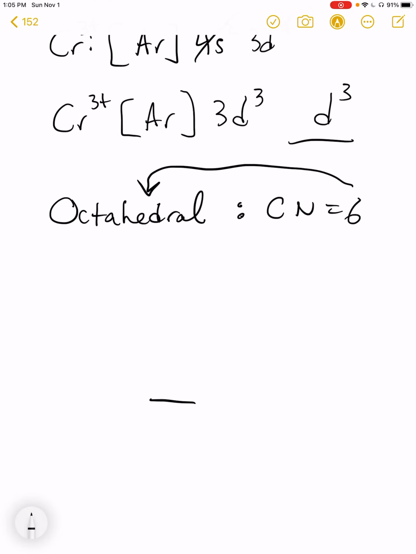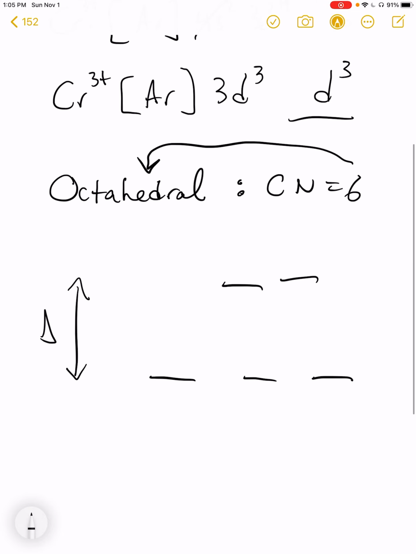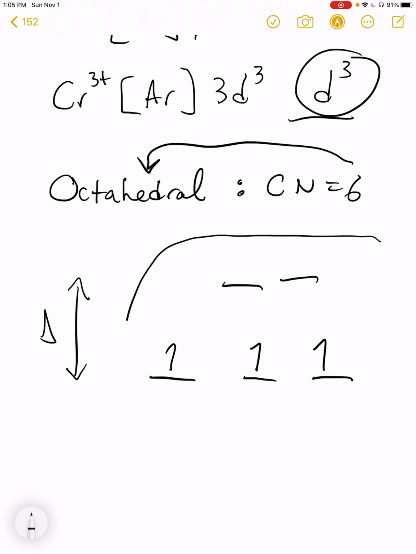In an octahedral crystal field, 3 of the d orbitals are lower in energy, 2 are higher in energy, and that difference will be our crystal field splitting. So since we have 3 d electrons, they're going to fill these lower orbitals first. Each one will be half filled. They can be either all spin up or all spin down. So this would be my filled d orbital diagram for this chromium complex.